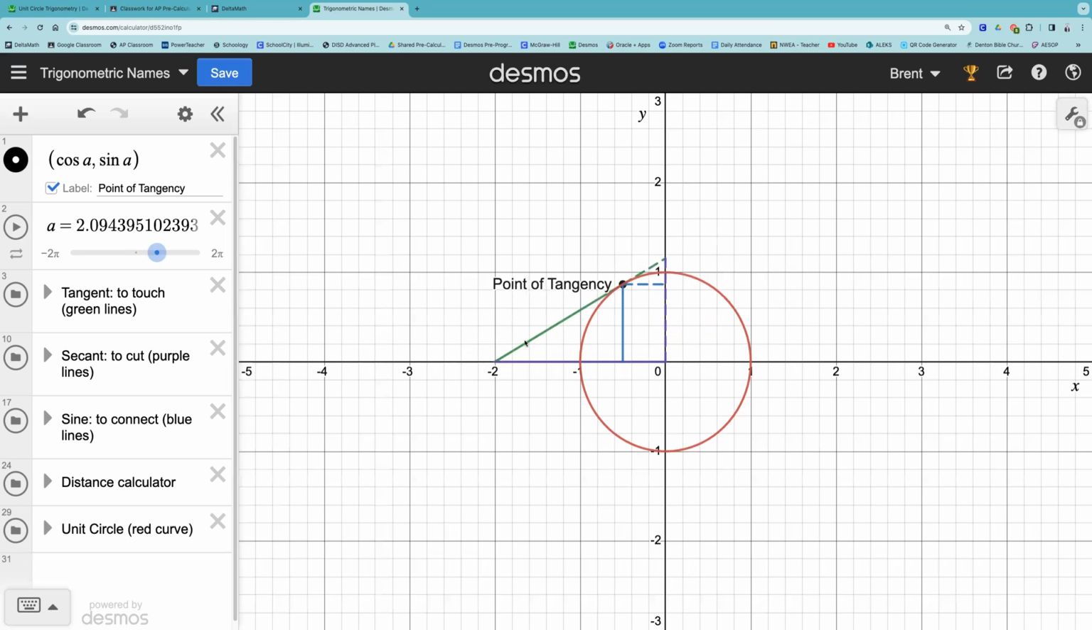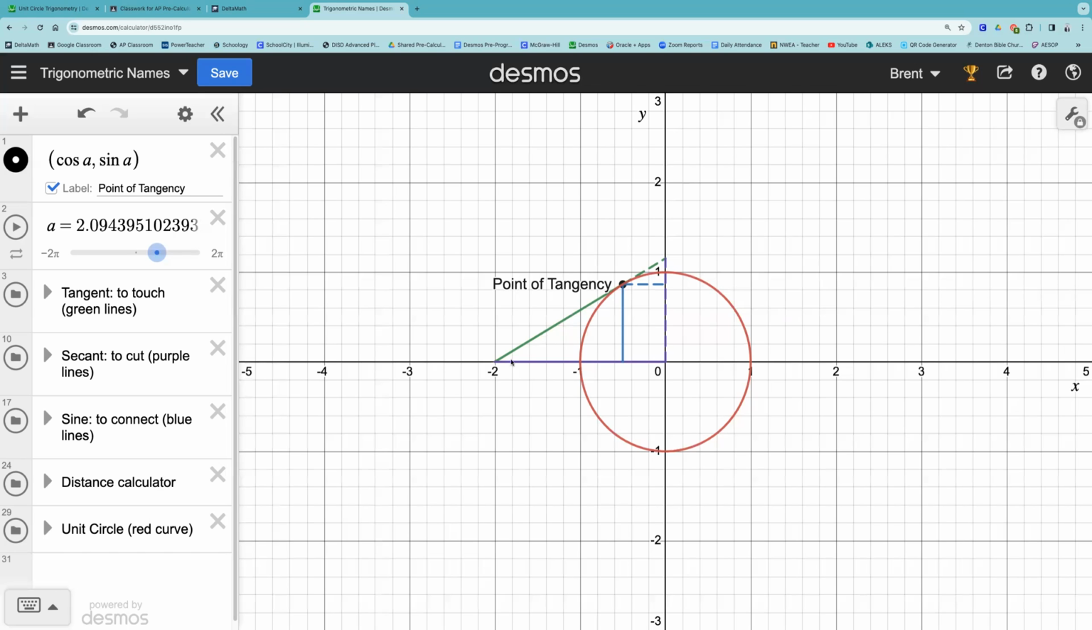Okay, what would you call this line that connects from the point of tangency to the x-axis? That's tangent. Tangent connects to the x-axis. The main ones connect to x. So what's this dashed green line to the y? Cotangent. This is sine connecting to x. So what is this connecting to y? Cosine. This is the secant going this way. So what would you call it along the y-axis? Cosecant. You got it.